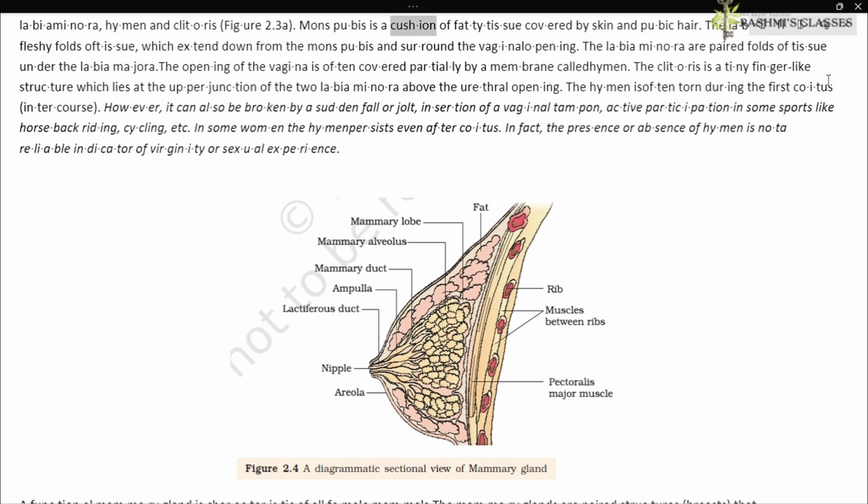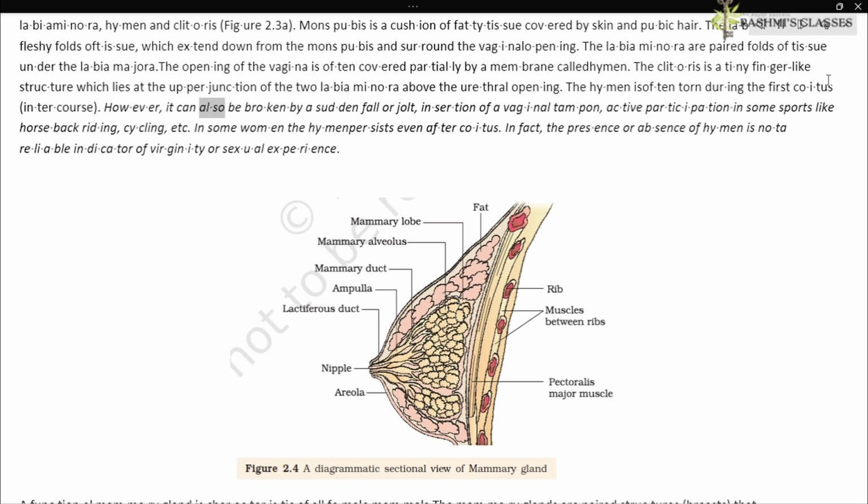Mons pubis is a cushion of fatty tissue covered by skin and pubic hair. The labia majora are fleshy folds of tissue, which extend down from the mons pubis and surround the vaginal opening. The labia minora are paired folds of tissue under the labia majora. The opening of the vagina is often covered partially by a membrane called hymen. The clitoris is a tiny finger-like structure which lies at the upper junction of the 2 labia minora above the urethral opening. The hymen is often torn during the first coitus, intercourse.